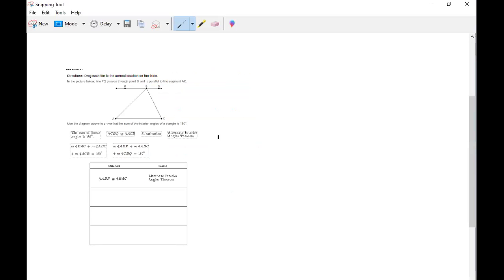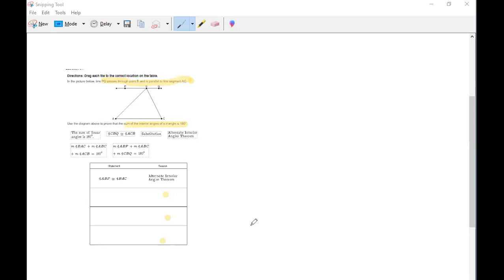This is what I was talking about with proof. So on a proof, you know where you're starting. We're starting with, we know that PQ is parallel to AC. They've given us that. And what are we trying to prove? That the sum of the angles of a triangle is 180 degrees. So we're trying to go from this to this logically, step by step. And we've got 1, 2, 3 steps to get there.